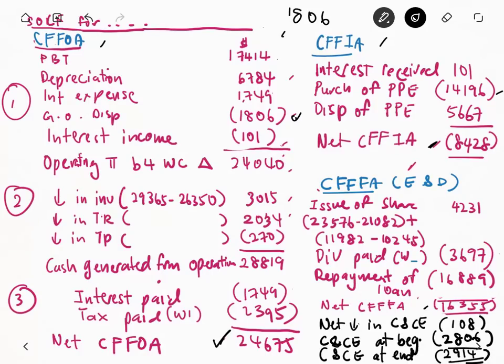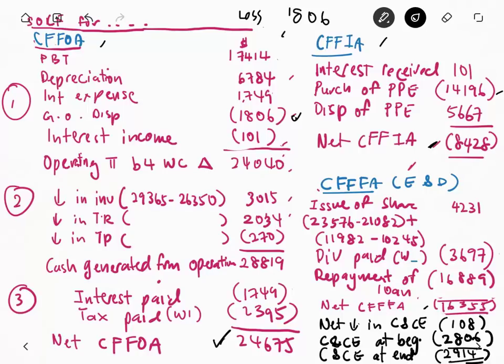What happens if it's a loss? If it's a loss, it means this one is lower, correct? But we know the disposal is still an inflow. So we add back to our profit first. Then only we recognize how much we actually receive in investing activity. So this part here is adjustment.